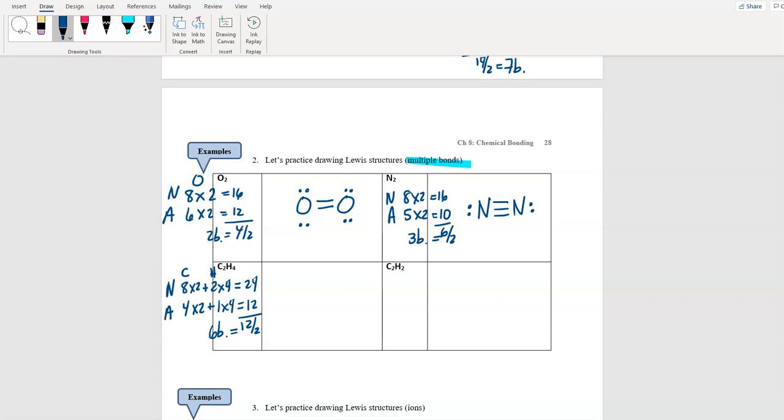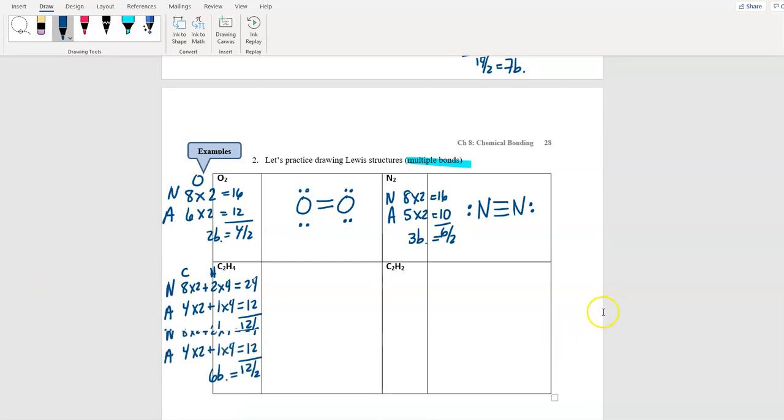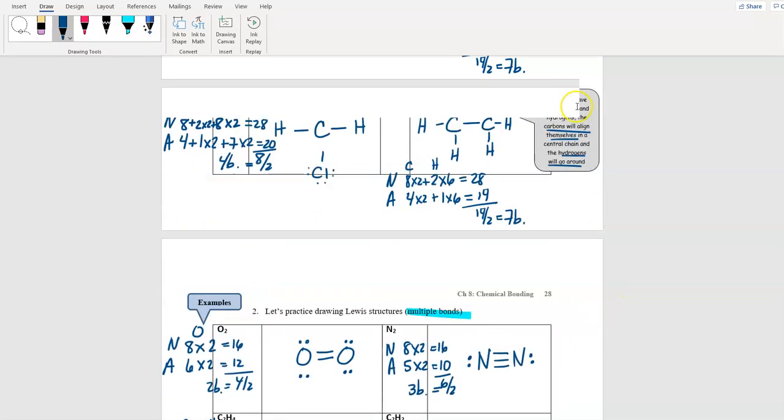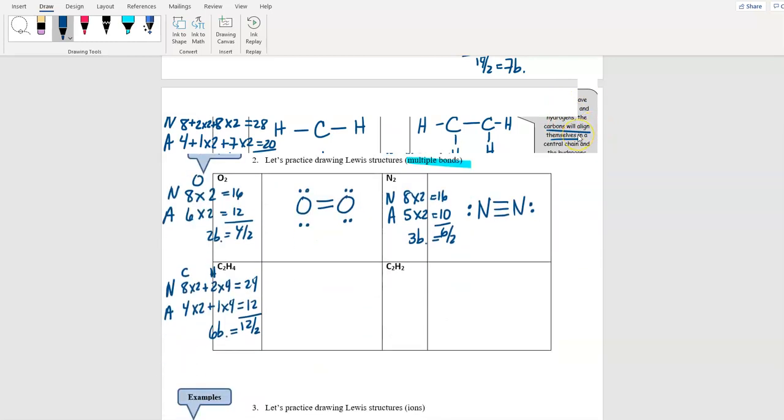Okay. Now, remember this rule right up here? When you have more than one carbon, the carbons align with themselves. So we're going to put those 2 carbons next to each other, and they automatically have to have a bond. But now I have 4 hydrogens. So what you want to do is put 1 hydrogen on top and bottom for this carbon, and they form a bond. And on this carbon, do the same thing.